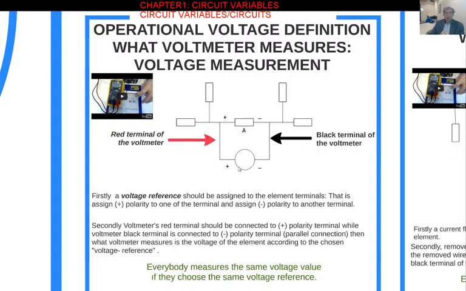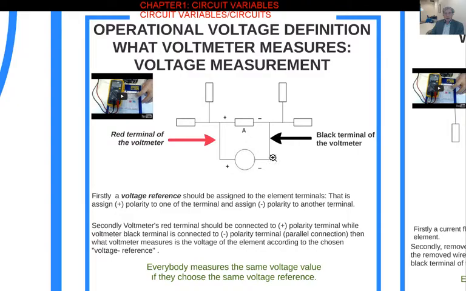So then this voltmeter measures and gives a real number to us. That real number is the voltage of this element. But these voltmeters, you can see in this video as well, have two different color terminals. One of them is red, the other one is black.